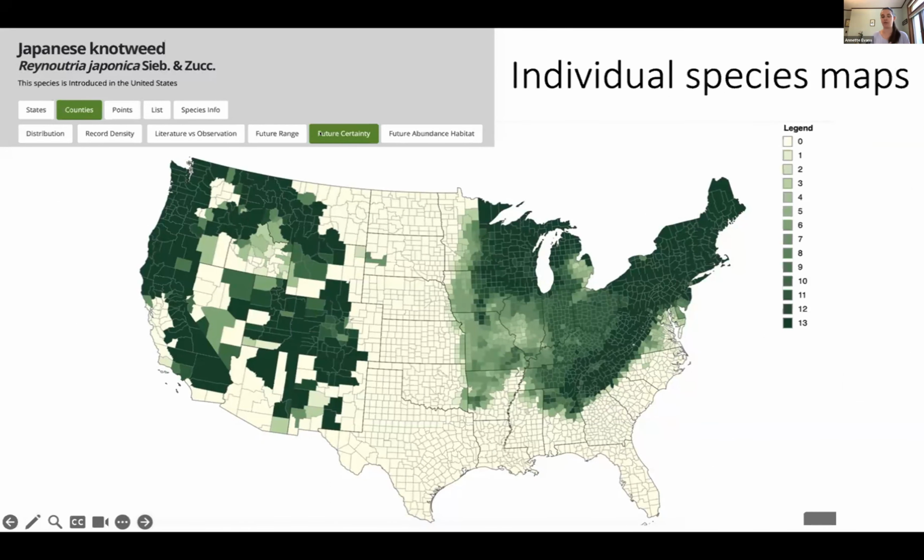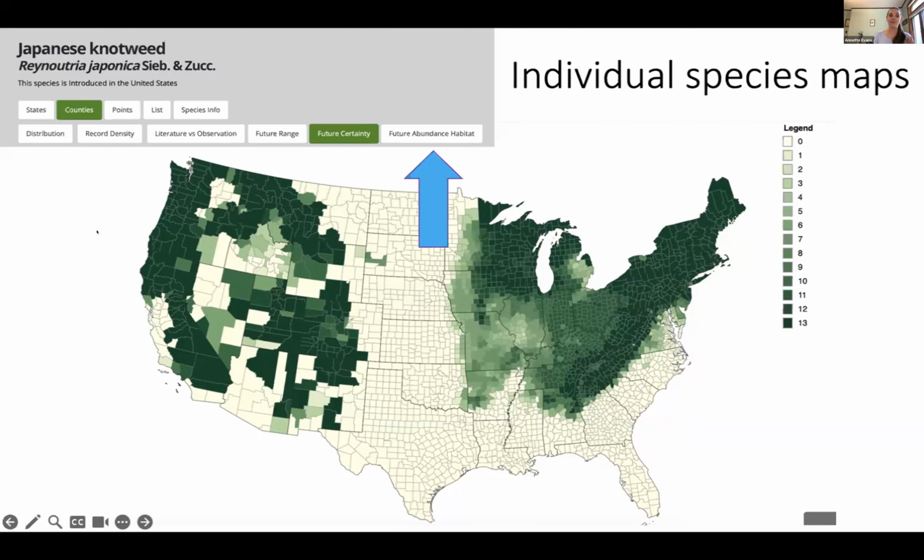I'm going to talk about future certainty. And so here it will create a map for you that you can zoom in and out on, and it will show you in terms of model agreement, so how many of the 13 models agree that that area is likely suitable for that species to occur.